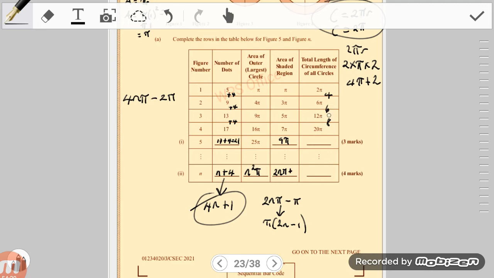So the pattern is that each additional circle has an additional 2. Alright? So I know that this has to be 10. So this part is easy. I know that the answer here is 30 pi, but I need a formula that's going to get me my answer regardless of what figure I'm looking at. Alright, I need something consistent, guys. Let's try to figure something out here.